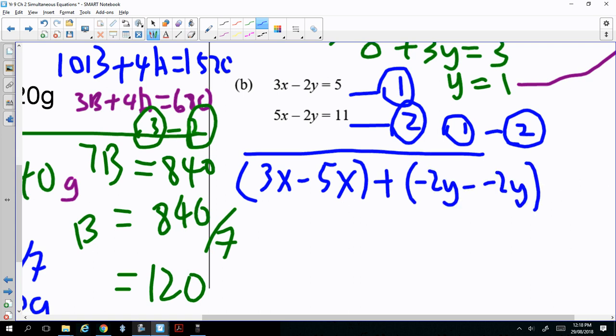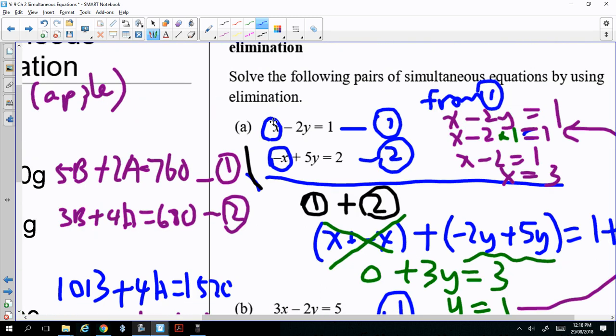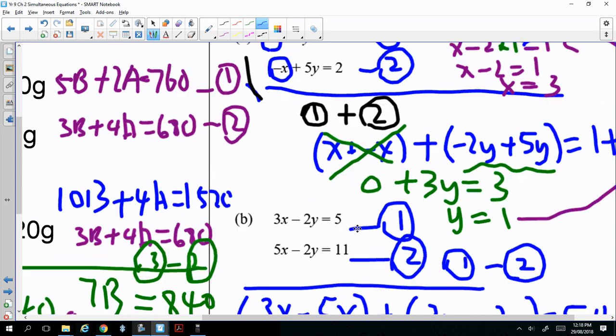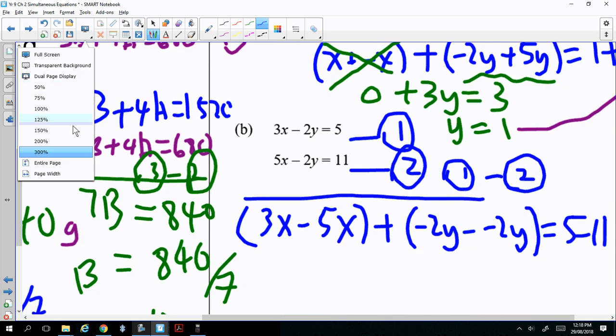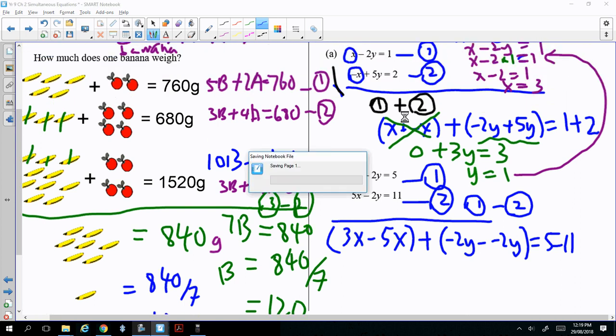So when they are both minus or both plus, you subtract. But when one of them is plus and one of them is minus, you add. Does that make sense? That's how we know when to add and when to subtract. That's the elimination method. I'll say it again. When the signs are opposite, one plus, one minus, you add. When the signs are the same, you subtract.